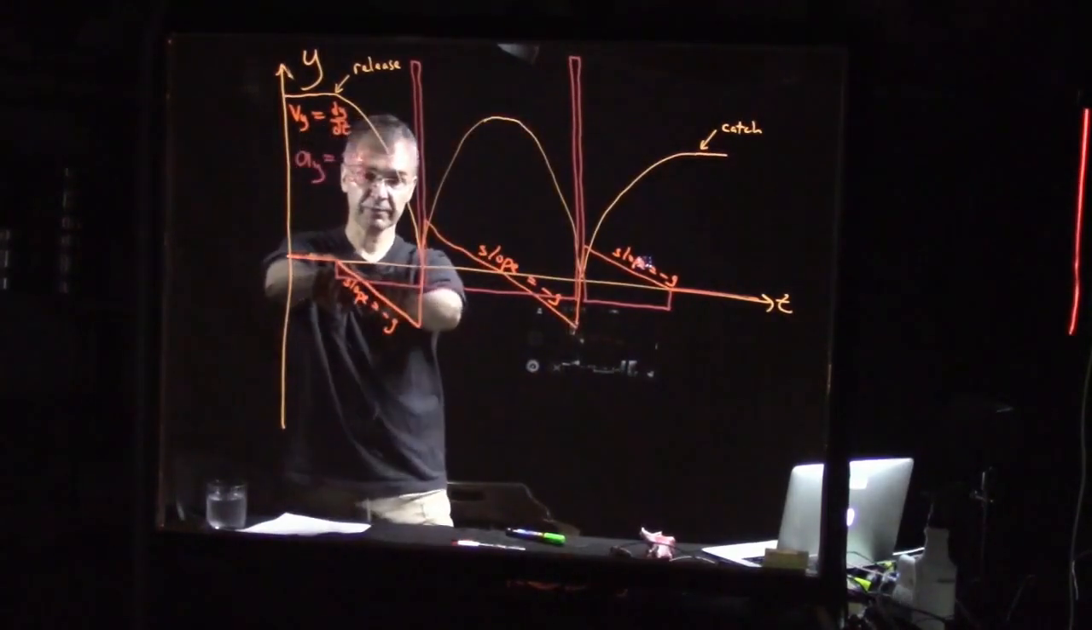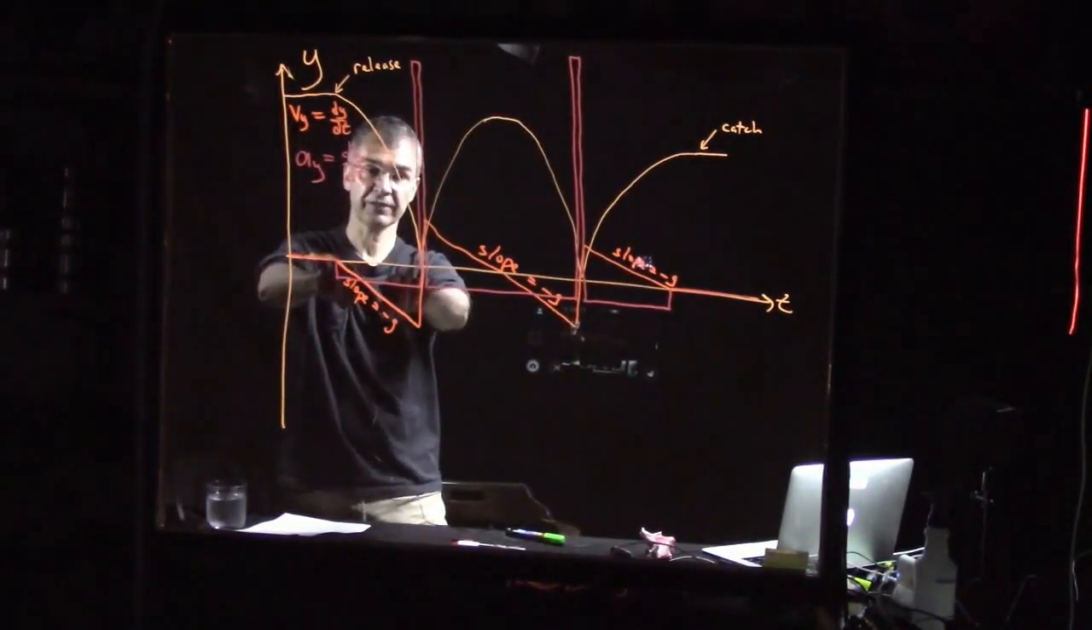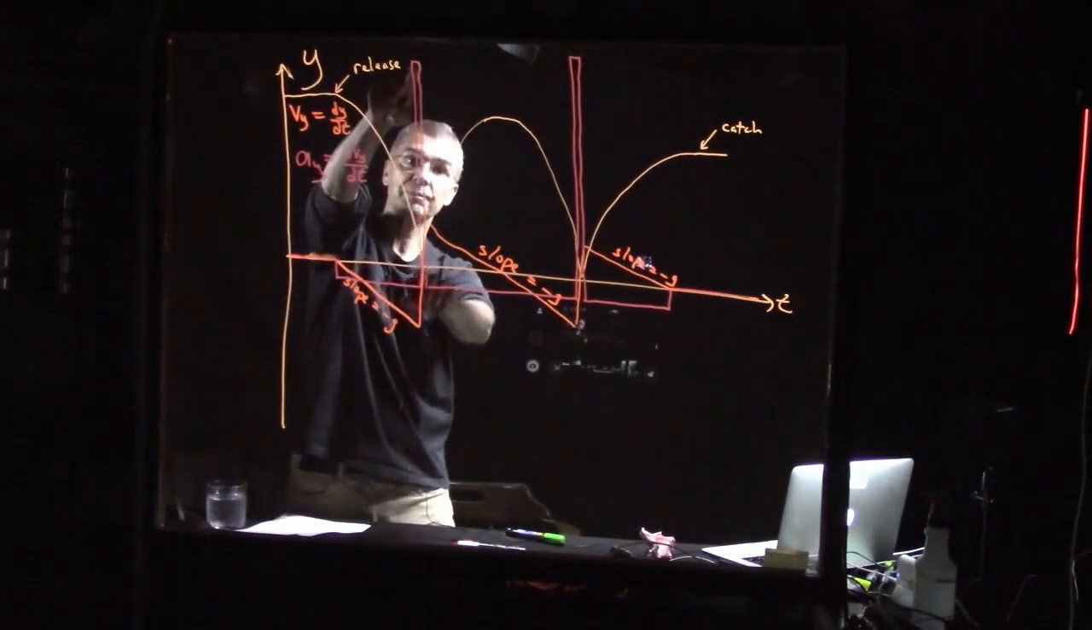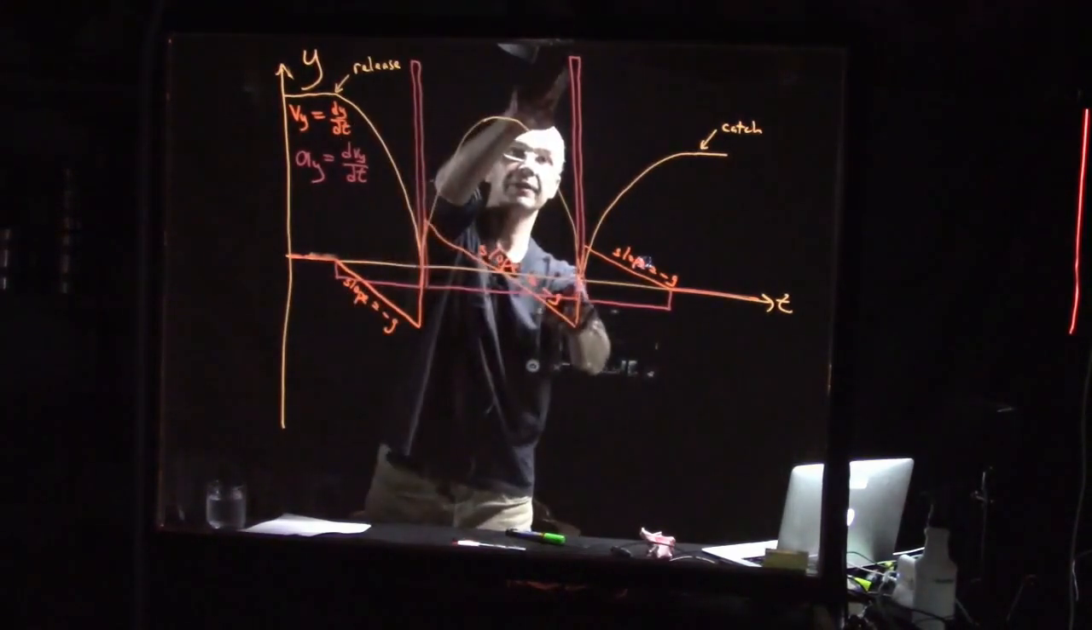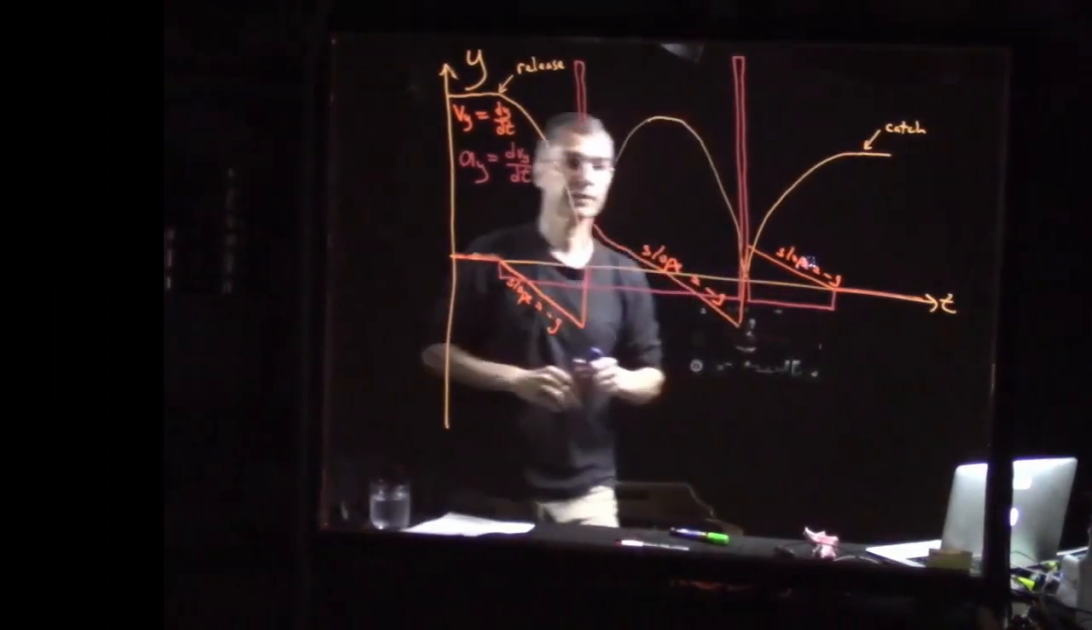So here the slope is minus g, so the acceleration is minus g. Here the acceleration is some much bigger than g in magnitude, positive number. Here it's, again, negative g. And here it's, again, this much bigger than g positive number. And here it's minus g.